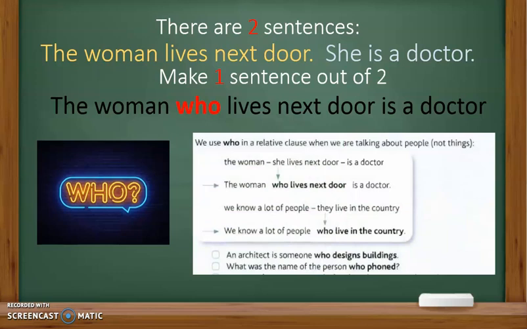We use who in a relative clause when we are talking about people, not things. The woman she lives next door is a doctor. The woman who lives next door is a doctor. We know a lot of people. They live in the country. We know a lot of people who live in the country. An architect is someone who designs buildings. What was the name of the person who phoned?